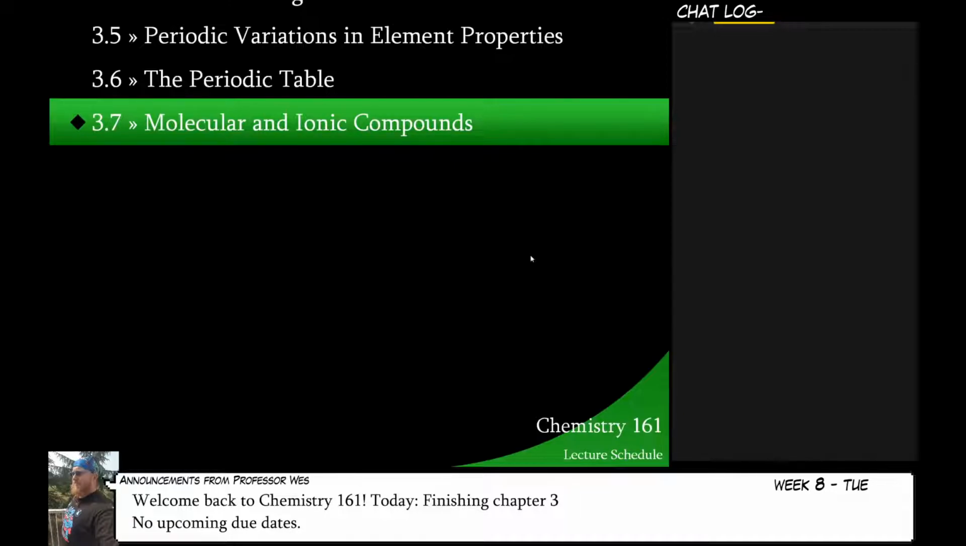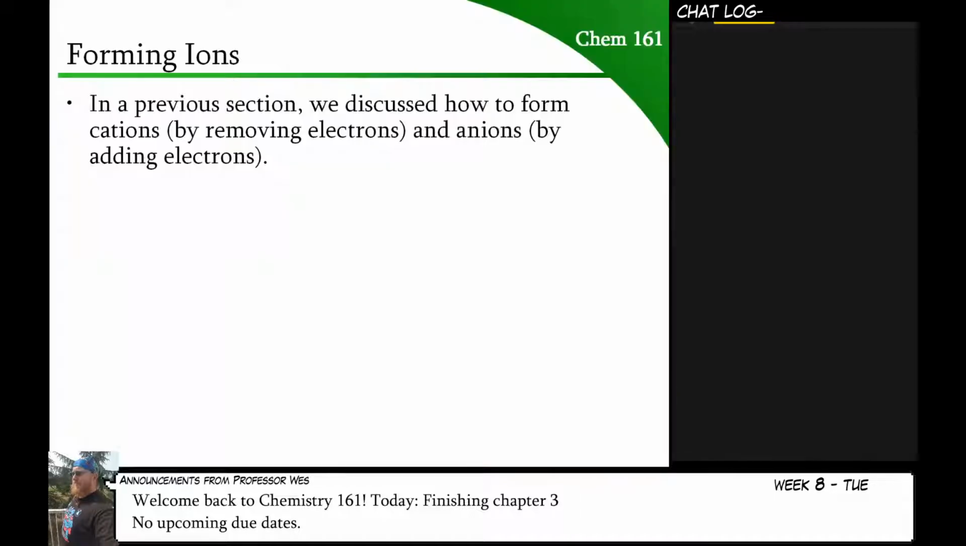This last section in the chapter is just a sort of segue between chapters. We're going to show how to make ions. If you've taken Chem 140, you know all about the Octet Rule. And, oh, I want everything to look like a noble gas. Well, we're going to formalize that here.